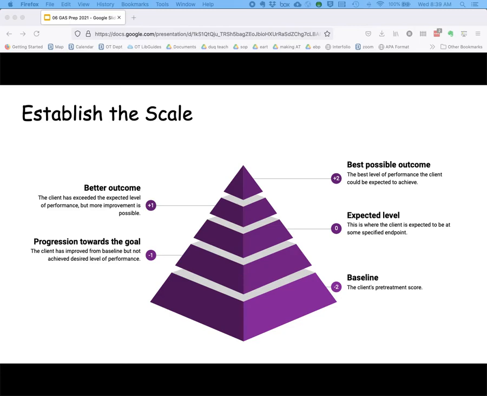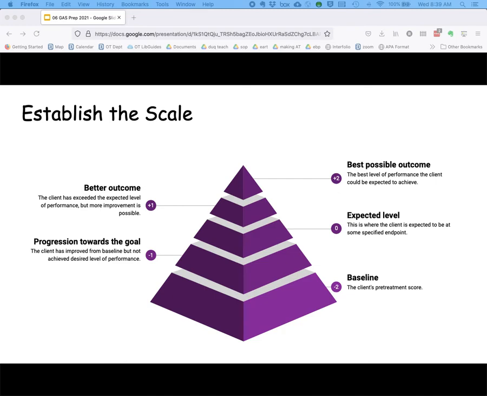Building the scale, you start with the baseline. That's scored at -2. That's where the client currently is before treatment starts using your measure. The expected level is 0. So where you realistically expect your client to get to based on your treatment. And then the best possible outcome is +2. So that's the most you could realistically expect your client to achieve.